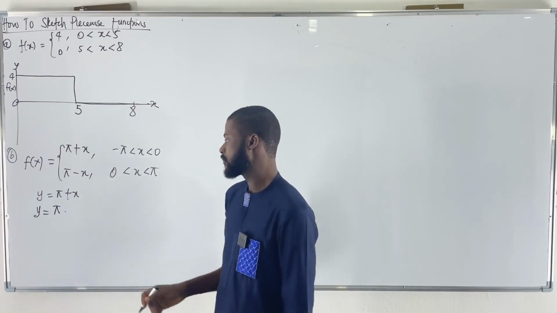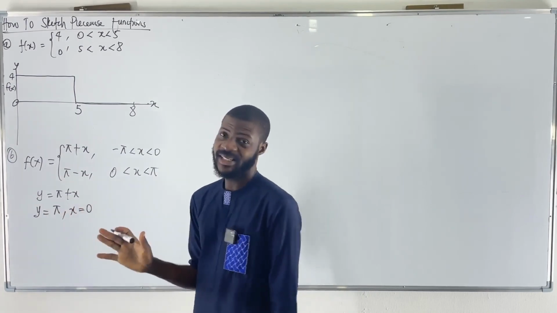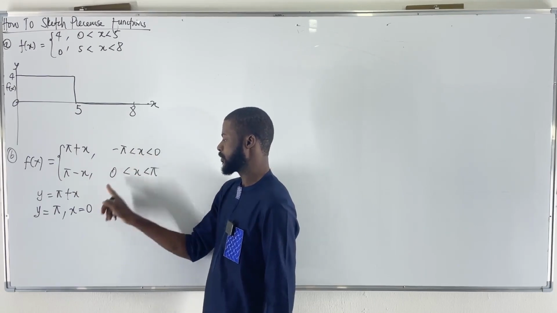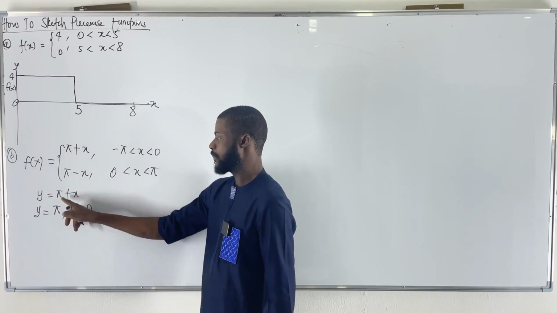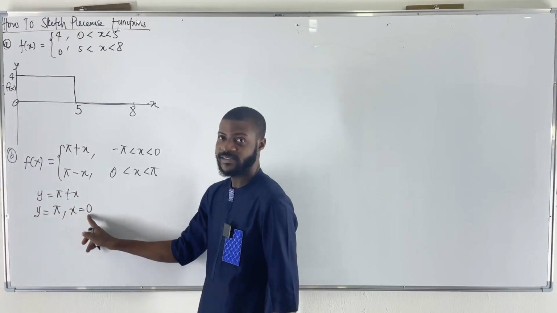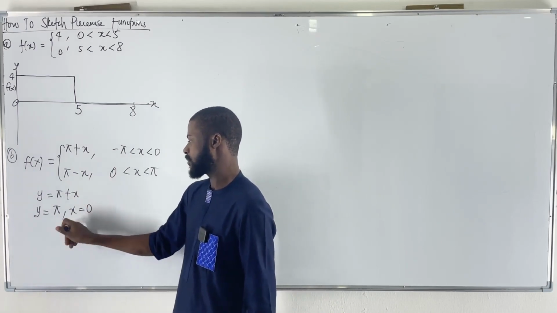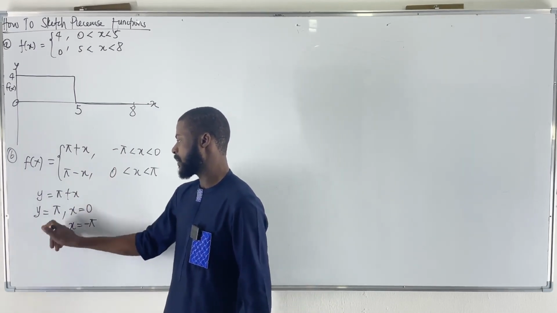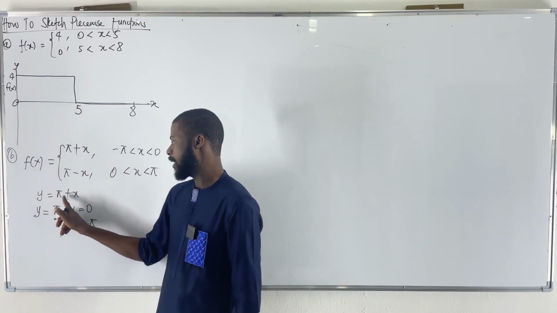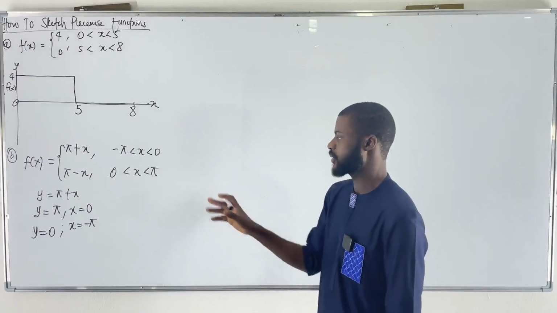Let me say this again so you understand clearly. If you notice our interval here, this is x equals 0. So when x is 0, pi plus 0 is still pi. So y is equal to pi when x is 0. Then the next value of x was minus pi. If we put minus pi here, pi minus pi is 0. So y is equal to 0. You see that, right?